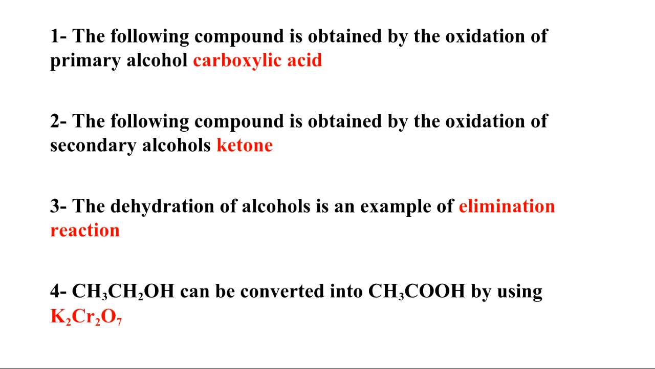Okay, now question 4. CH3CH2OH, this is ethanol, can be converted into CH3COOH, acetic acid. How do I convert ethanol, which is a primary alcohol, into a carboxylic acid? Through oxidation, using an oxidizing agent. In your slides and lectures you will find that the oxidizing agent is K2Cr2O7.